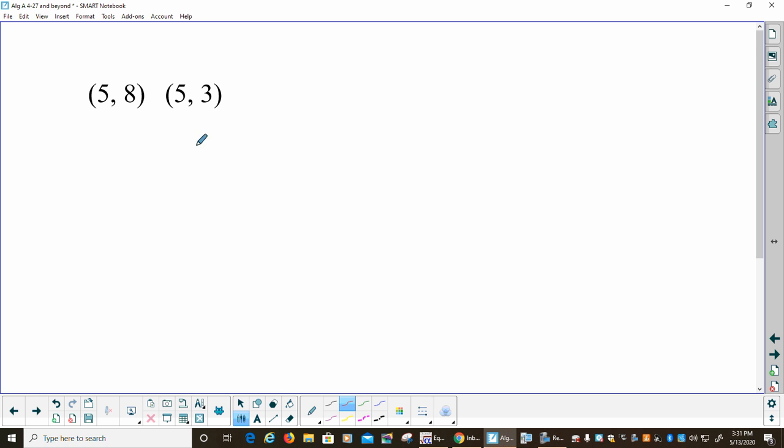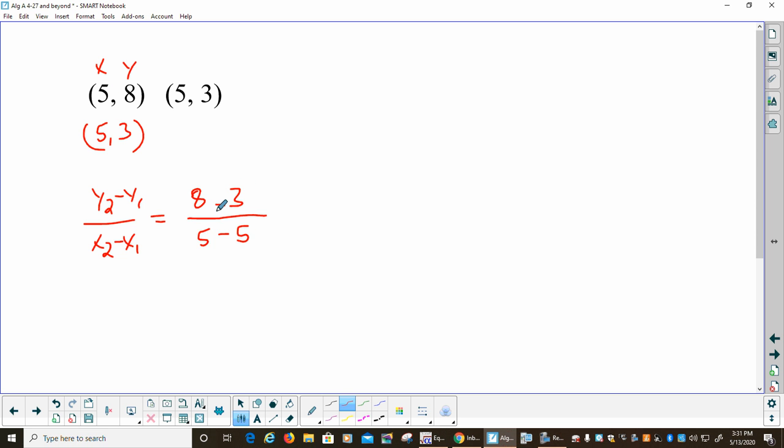This one, the first thing you have to do is find the slope. Y sub 2 minus y sub 1 over x sub 2 minus x sub 1. These are the x's, these are the y's. You draw the fraction bar with the 2 subtraction signs and fill them in. 8, 3, 5, and 5. 8 minus 3 is 5. Lots of 5's in this problem. 5 minus 5 is 0.